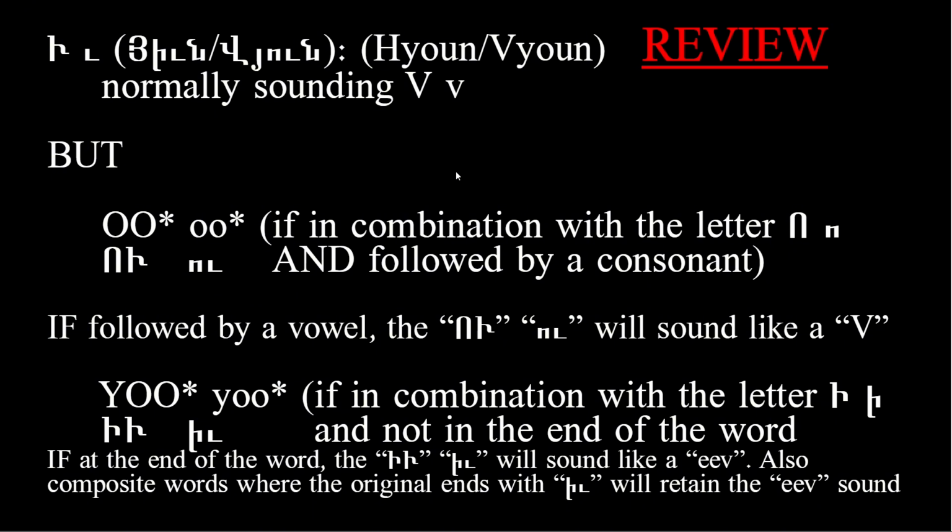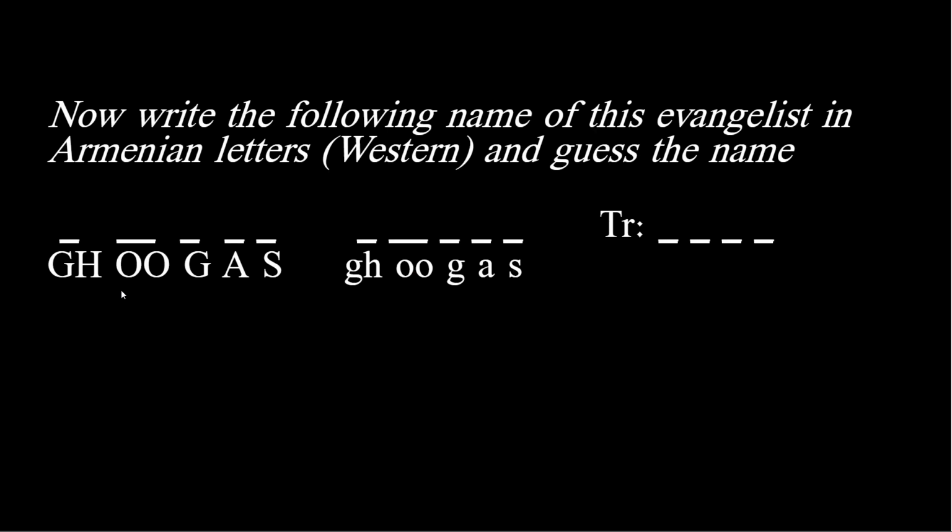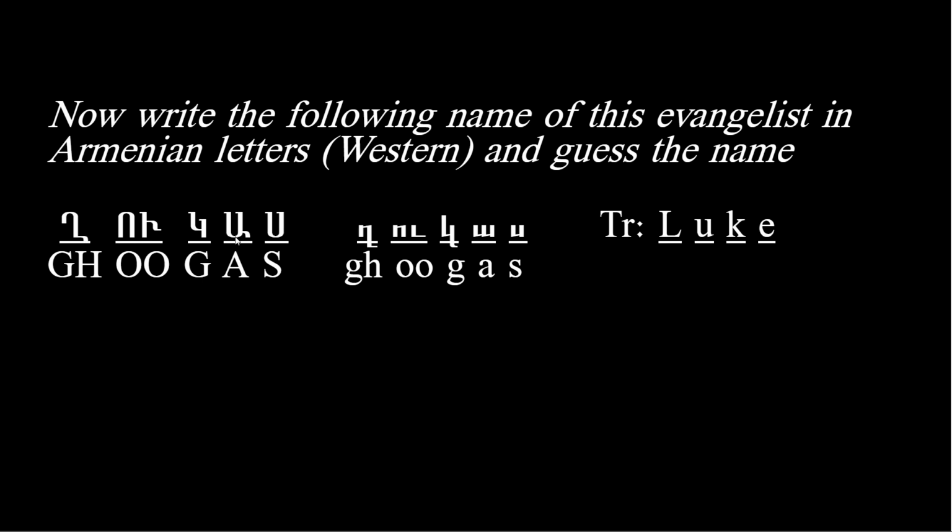Before the next slide, let's review this exception for the letter Hyun when combined with the letter Vo. When we have this combination, we get the sound U, as in the name Jesus, which means Jesus. Now, write the following name of this evangelist in Armenian letters using Western pronunciation and guess the name. So pause the video and I'll show the solution in 3, 2, 1. Rugas. Rugas, which translates to Luke.